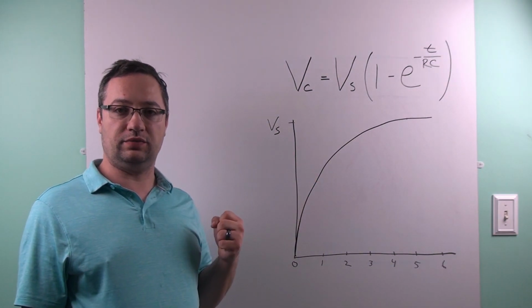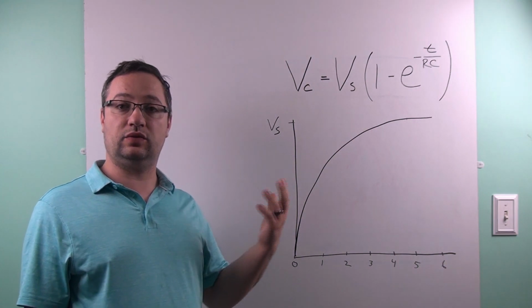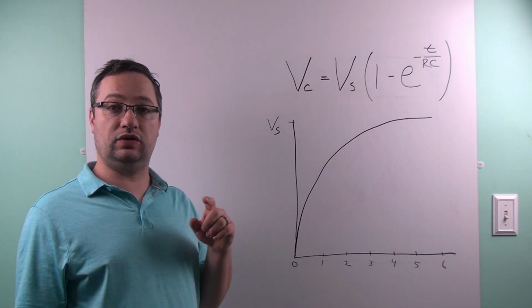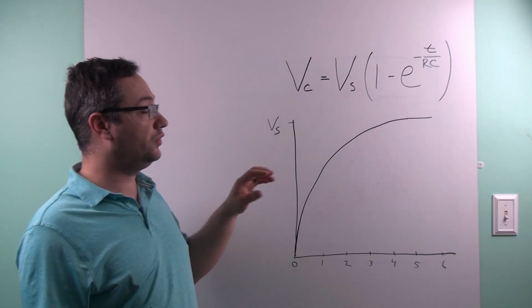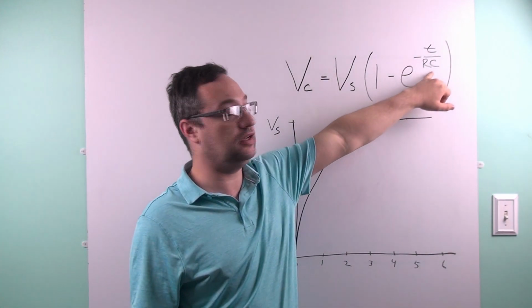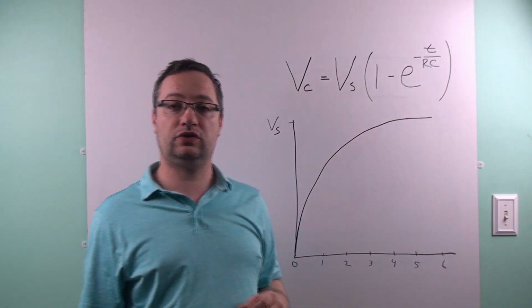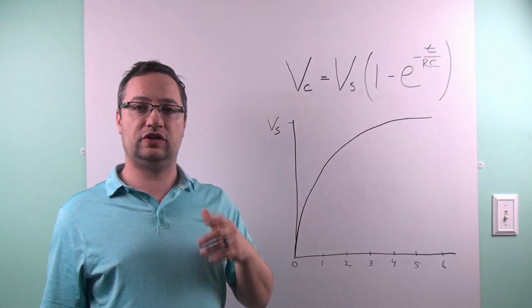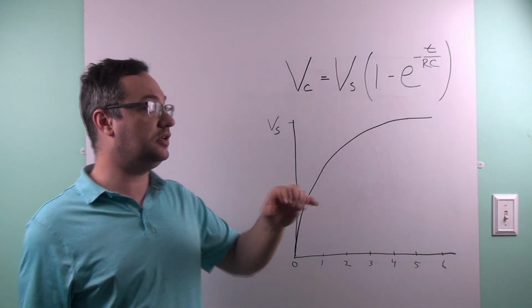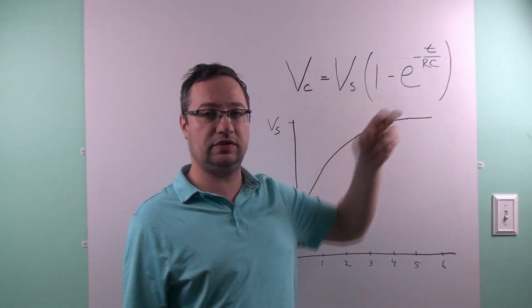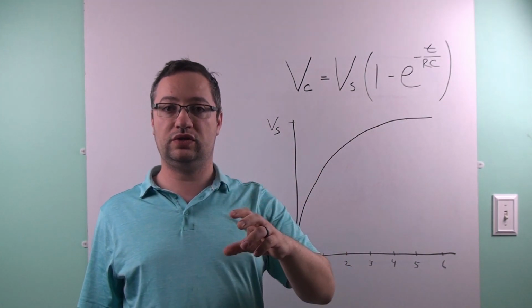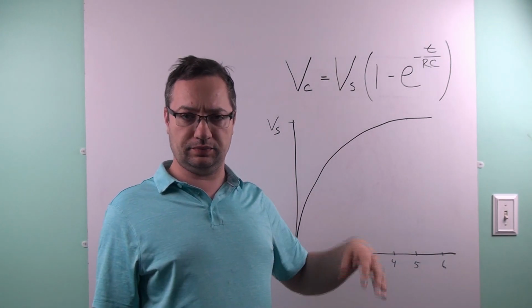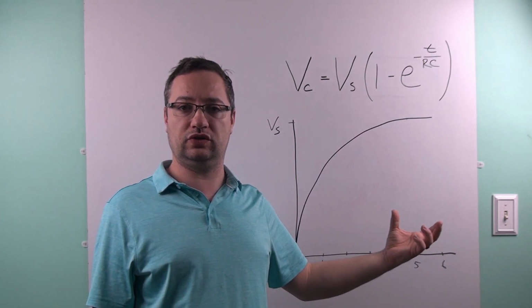Let's analyze this formula and kind of tease out of it what that actually means. The important part of this formula is RC up here. RC is referred to as the time constant. The reason it's referred to as the time constant is that the result of R times C, you can use that to directly analyze what is going to happen.